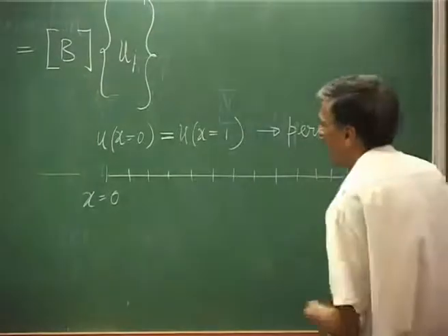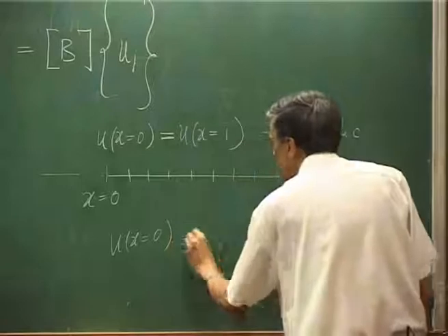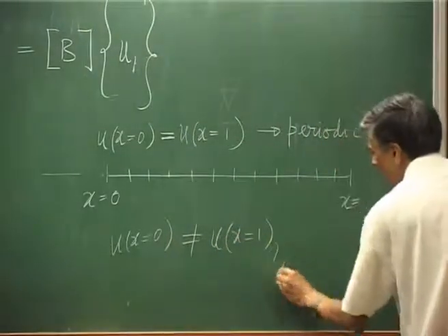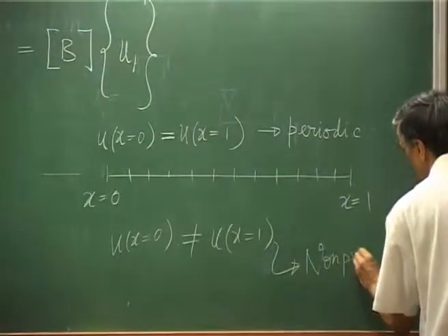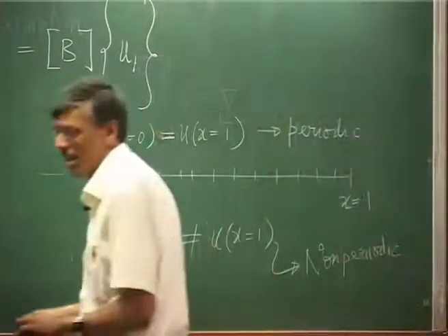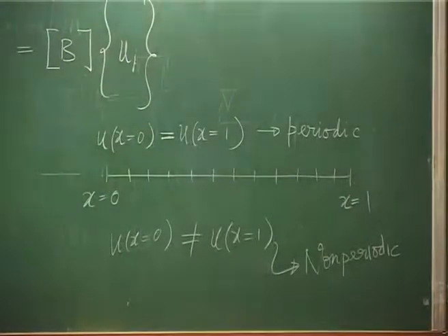And if u at x equal to 0 is not equal to u at x equal to 1, then this is what we call a non-periodic problem. Right. So that is what we are stating here also, that if we have a periodic problem, then, as I have explained to you many a time before, this A matrix and the B matrix will be periodic. Okay.